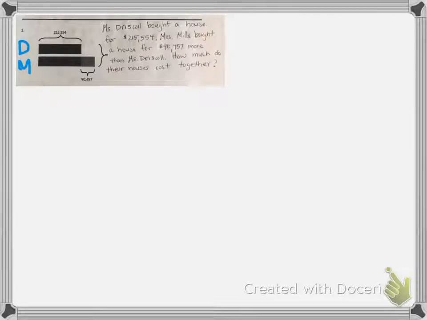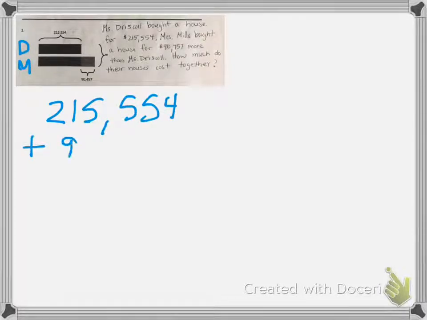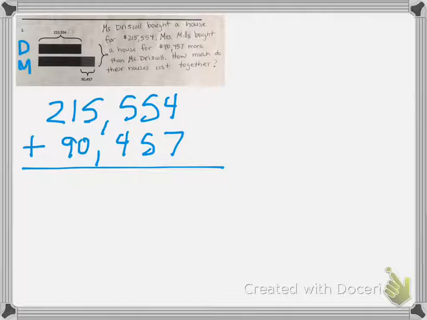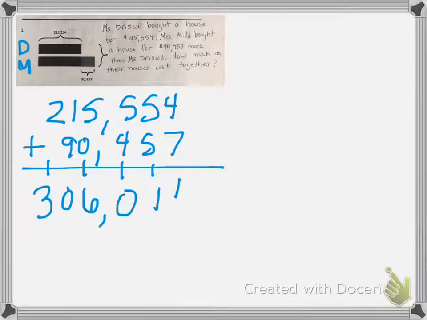Okay, so I can do, first of all, I need to figure out how much Mrs. Mills's house cost. So I'm going to do my house, $215,554 plus $90,457. Okay, 4 plus 7 is 11. 5 plus 5 is 10, plus 1 is 11. 5 plus 4 is 9, plus 1 is 10. 5 plus 1 is 6. 1 plus 9 is 10. 2 plus 1 is 3. Okay, this is how much Mrs. Mills's cost. That's how much her house is in total.